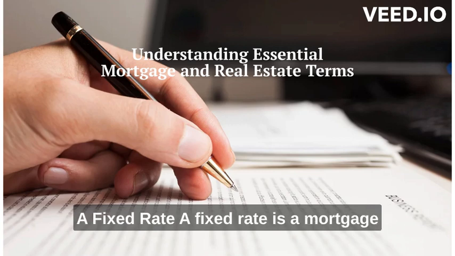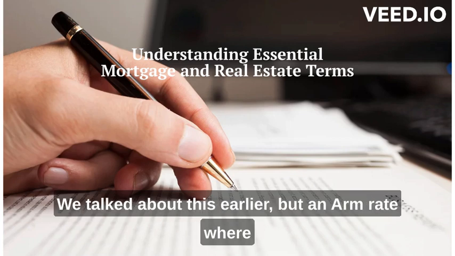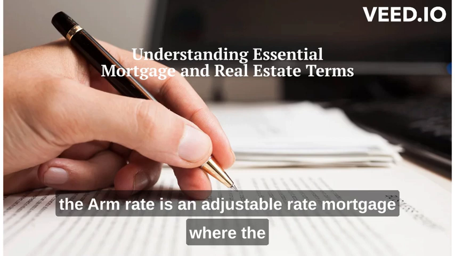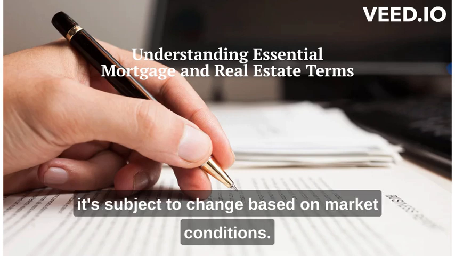A fixed rate. A fixed rate is a mortgage featuring a consistent interest rate throughout the loan's duration. We talked about this earlier, but an ARM rate is an adjustable rate mortgage where the initial interest rate is low, but it's subject to change based on market conditions.